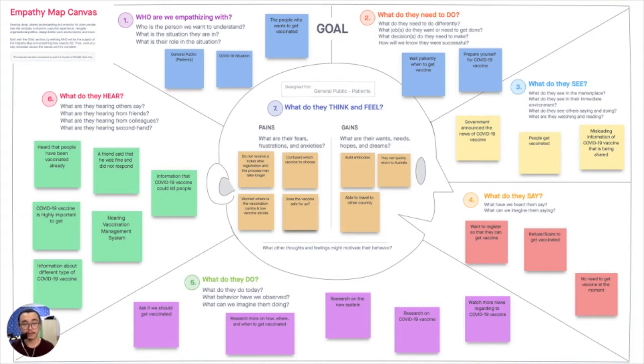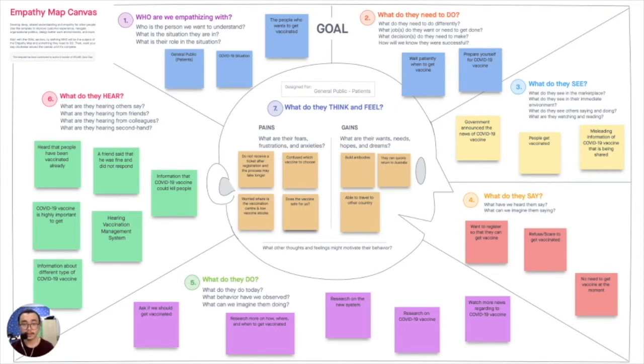Here's our empathy map for the general public. What do they see? They have seen that the government announced the news of the COVID-19 vaccine, people getting vaccinated, and information being shared that is misleading. What do they say? They want to register and get vaccinated as soon as possible. Some refuse to get vaccinated. What do they do then? Ask if they need to get vaccinated. Research more about how, where, and when to get vaccinated. What do they hear? Some have heard that their friends have completed the vaccination process. Some heard that the COVID-19 vaccine is highly important to have. Some heard that the COVID-19 vaccine could kill people.